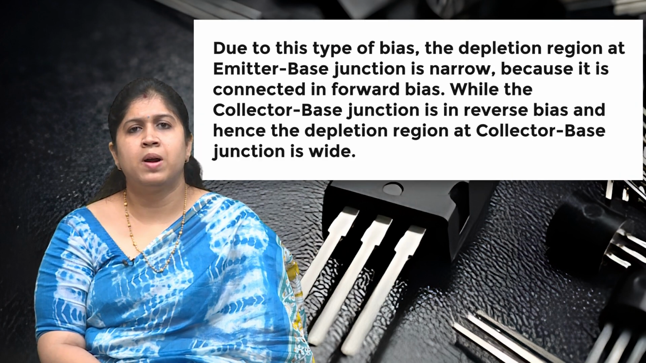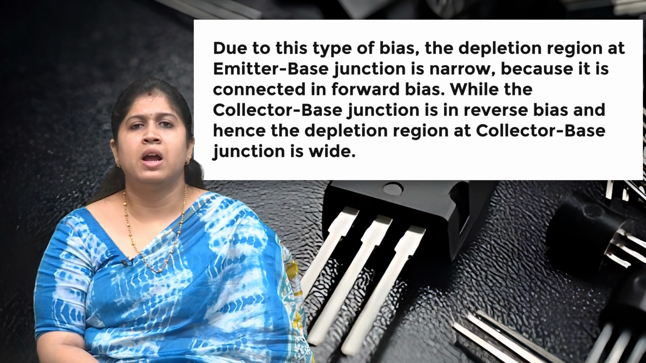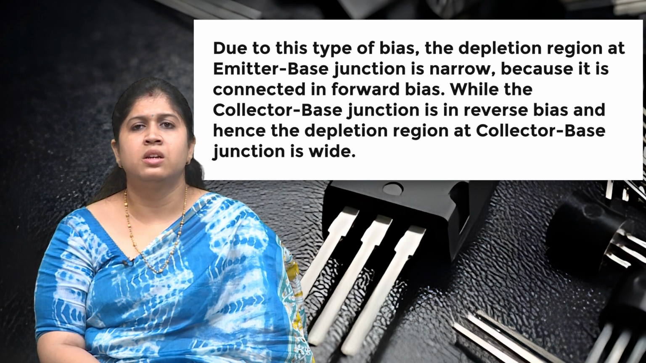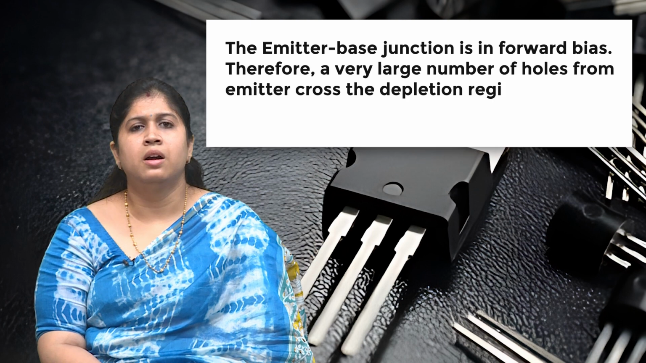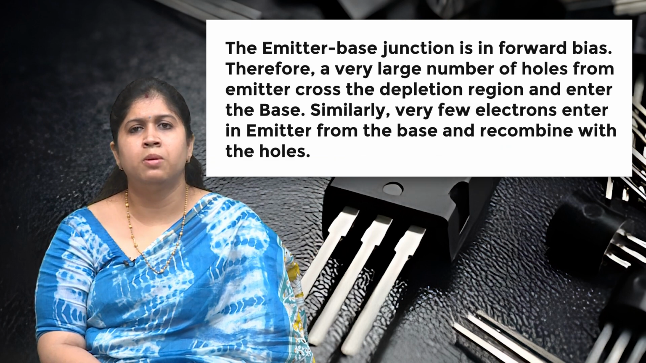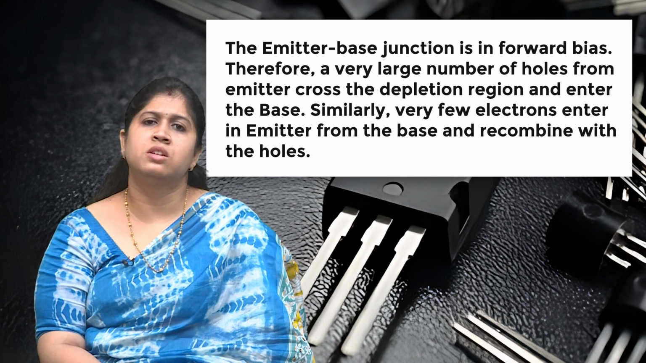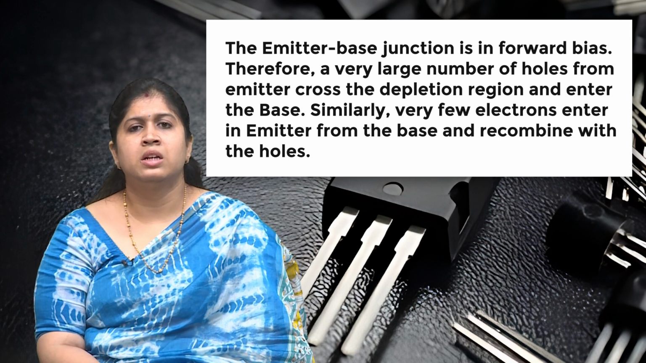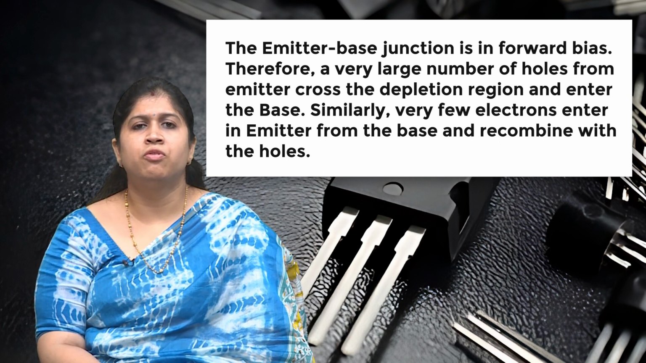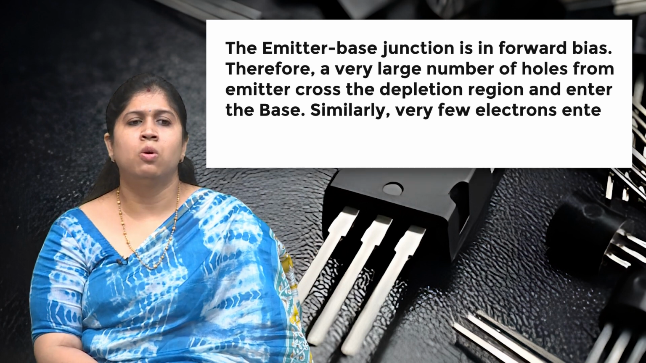Due to this type of bias, the depletion region at the emitter base junction is narrow because it is connected in forward bias, while the collector base junction is in reverse bias, and hence the depletion region at the collector base junction is wide. The emitter base junction is forward biased, therefore a very large number of holes from the emitter cross the depletion region and enter the base. Similarly, very few electrons enter the emitter from the base and recombine with the holes.